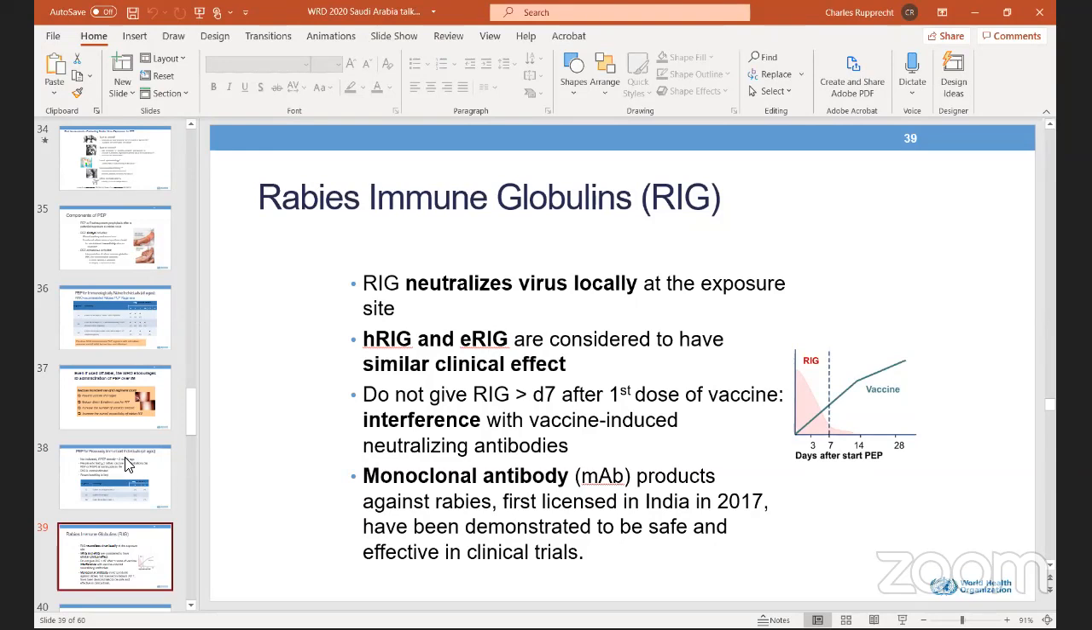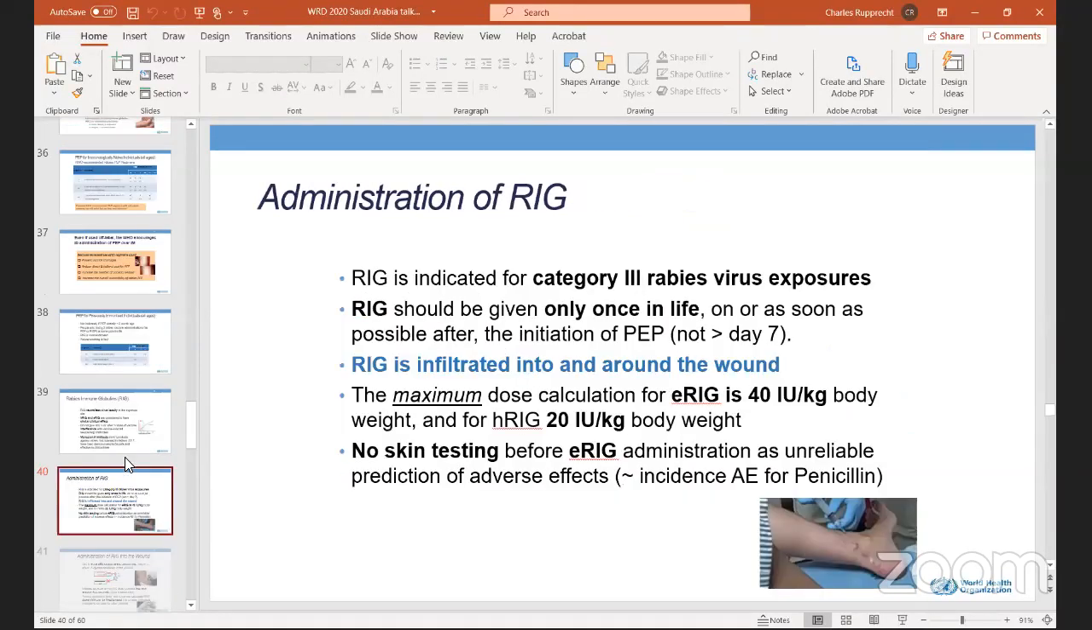Why do we go ahead and utilize RIG or rabies immune globulin, either polyclonal or monoclonal? It's because it provides a bridge between day 0 of exposure and when antibodies are elicited actively by a vaccine. So it is a very important component that helps to neutralize viruses, particularly peripherally in that wound, before the advent of the patient's own virus neutralizing antibodies.